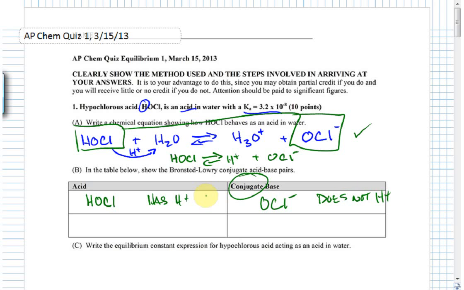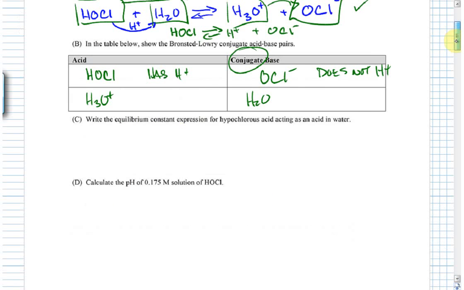Okay? The other conjugate pair, water is the base. Again, notice it's acting as the proton acceptor. Hydronium ion is the acid. So hydronium ion is the acid. Water is the conjugate base. All right, good. Excellent. Let's continue on.